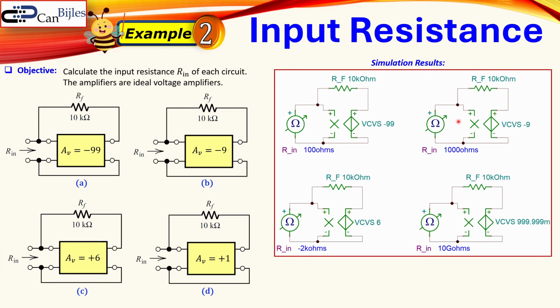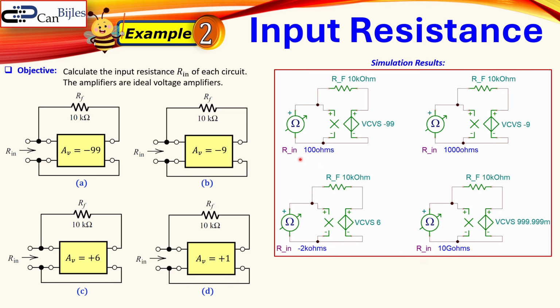We have here now the 4 situations. You see here the voltage controlled voltage source, so that's the VCVS, and here you see the gain minus 99, minus 9, there is the plus 6, and I could not actually make the simulator work for plus 1 exactly, so I tried to get it as close to 1 as possible, so this is then 0.999999, so 6 nines after this point.